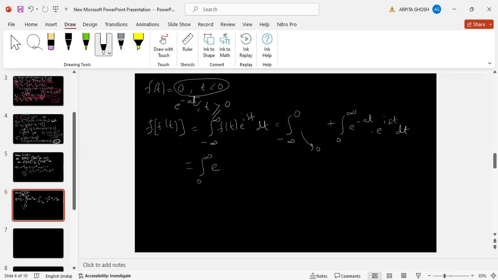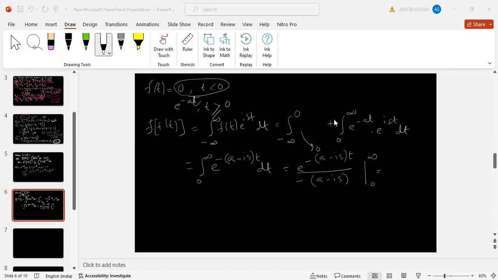For that, what we do, we take the minus sign common. The rest is, if we take the minus sign common, we are left with e to the power minus (a minus is) into t dt. Now we will integrate it. So it is e to the power minus (a minus is) into t divided by minus (a minus is), and the range is from 0 to infinity.